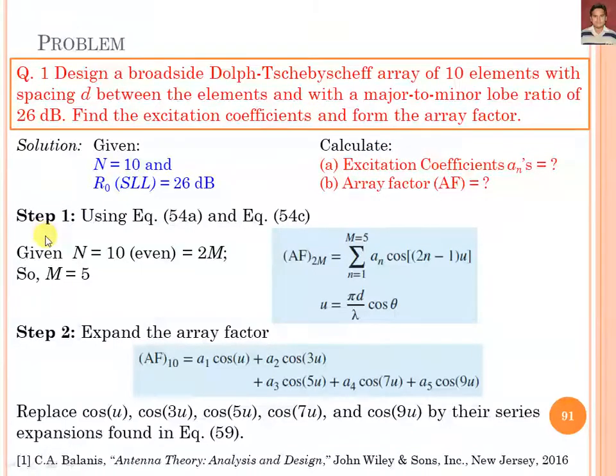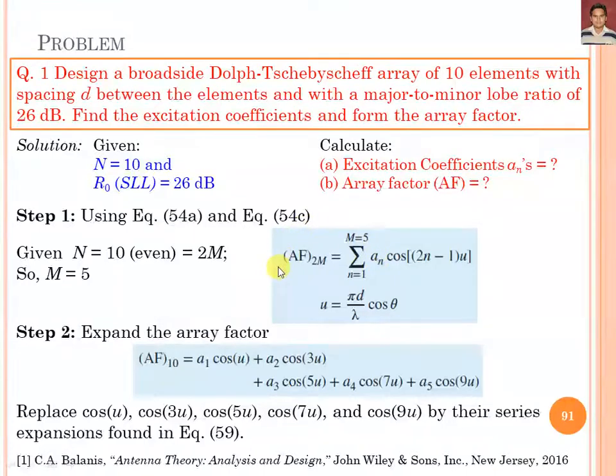So by using step 1, using this equation, first we need to calculate the number of elements. N is equal to 10, which is even, so we put it equal to 2M, so M is equal to 5, as calculated. Then in equation 54a, the array factor of 2M is a sum from n equal to 1 to M equal to 5, putting the calculated value of M, where u is equal to pi d upon lambda cos theta.